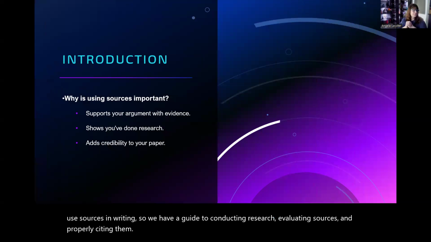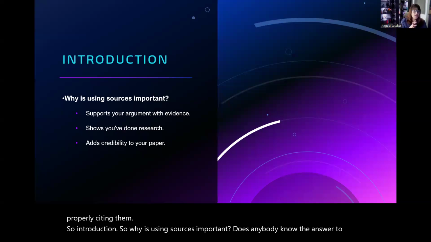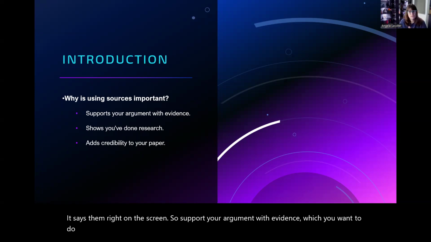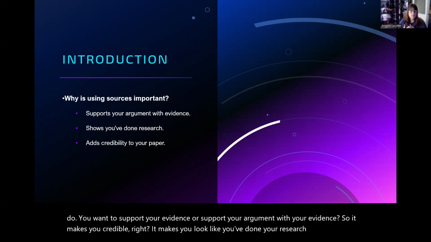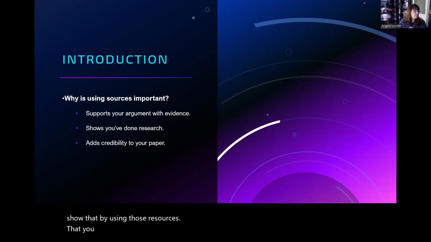So, introduction. Why is using sources important? Does anybody know the answer to that? It said it right on the screen. Support your argument with evidence, which you want to do. So it makes you credible, right? It makes you look like you've done your research, and you can show that by using those resources that you have found. And that makes your paper credible to your audience.